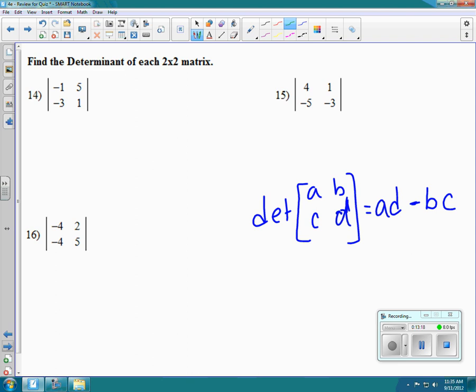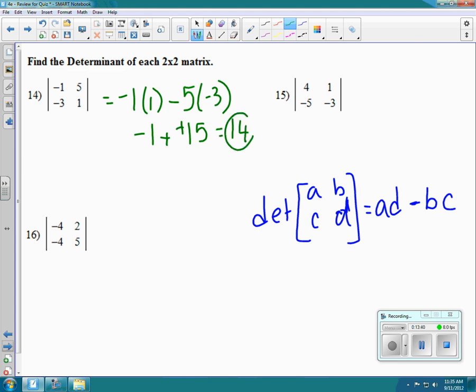If I want the determinant of this one, I'm going to take -1 times 1 minus 5 times -3. -1 times 1 is -1. Minus 5 times -3 is -15. That's the same thing as plus 15. And that equals 14. So that's the answer for number 14.